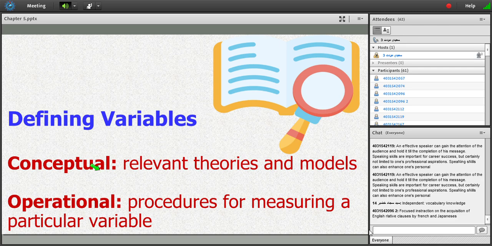By conceptually, it means that when I have a variable, for example, vocabulary knowledge, emotional intelligence, pre-reading activities, I need to provide my audience with theoretical definition. I need to define the variable by reference to relevant theories and models, by referring to the sources which provide the theoretical explanations, the theoretical foundations, the models.